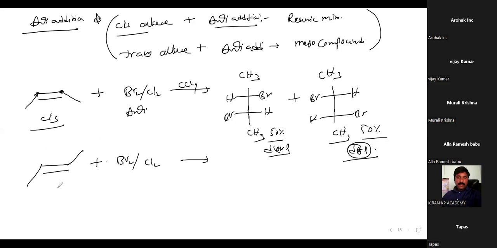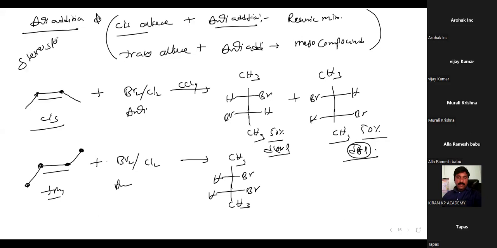Now in this case, this is a trans, this is an anti. And what answer can we expect in this case? Meso compound. Look, 1 carbon, 2 carbon, 3 carbon, 4 carbon. In this case, you don't have any carbocation, so no rearrangements. Directly, you can say this. Make sure of the word: this is a stereospecific reaction. Why is it stereospecific? Because on one side the halonium ion is formed, and the nucleophile is coming from the rear side.